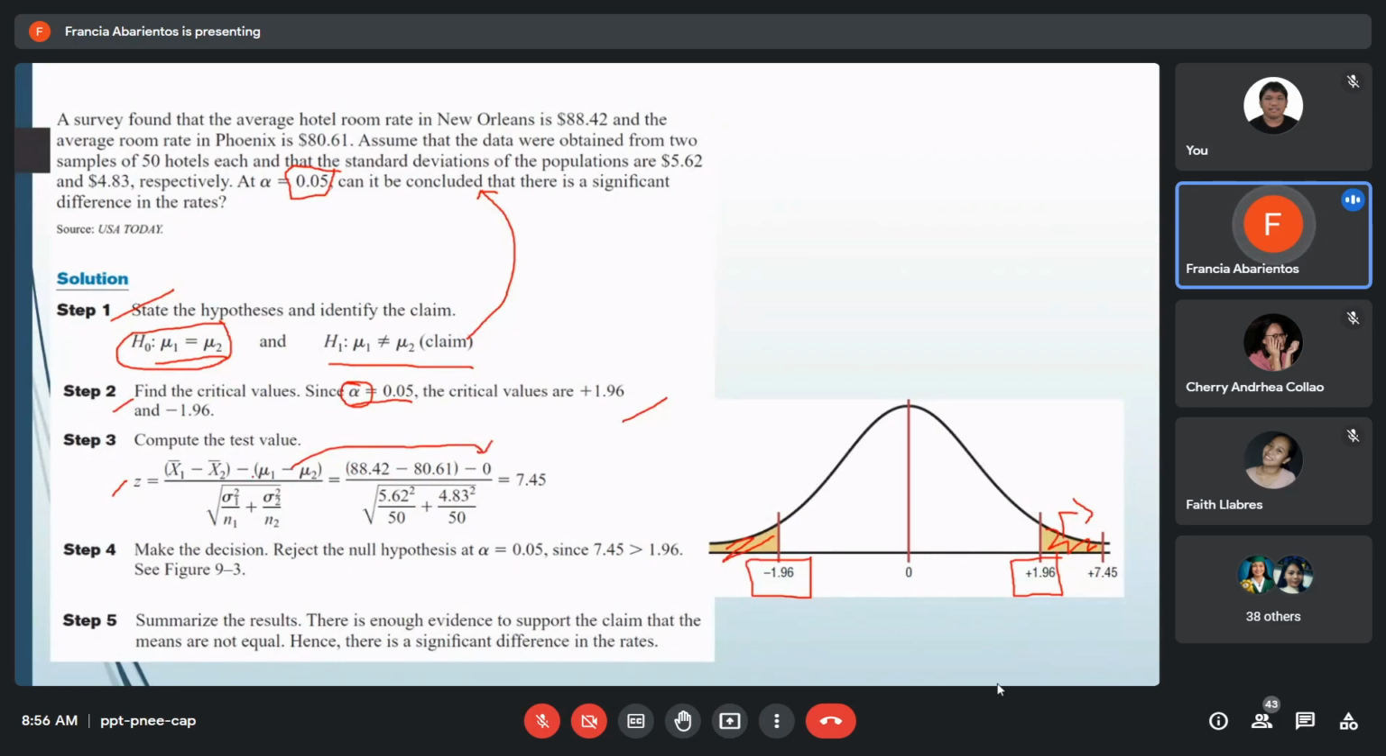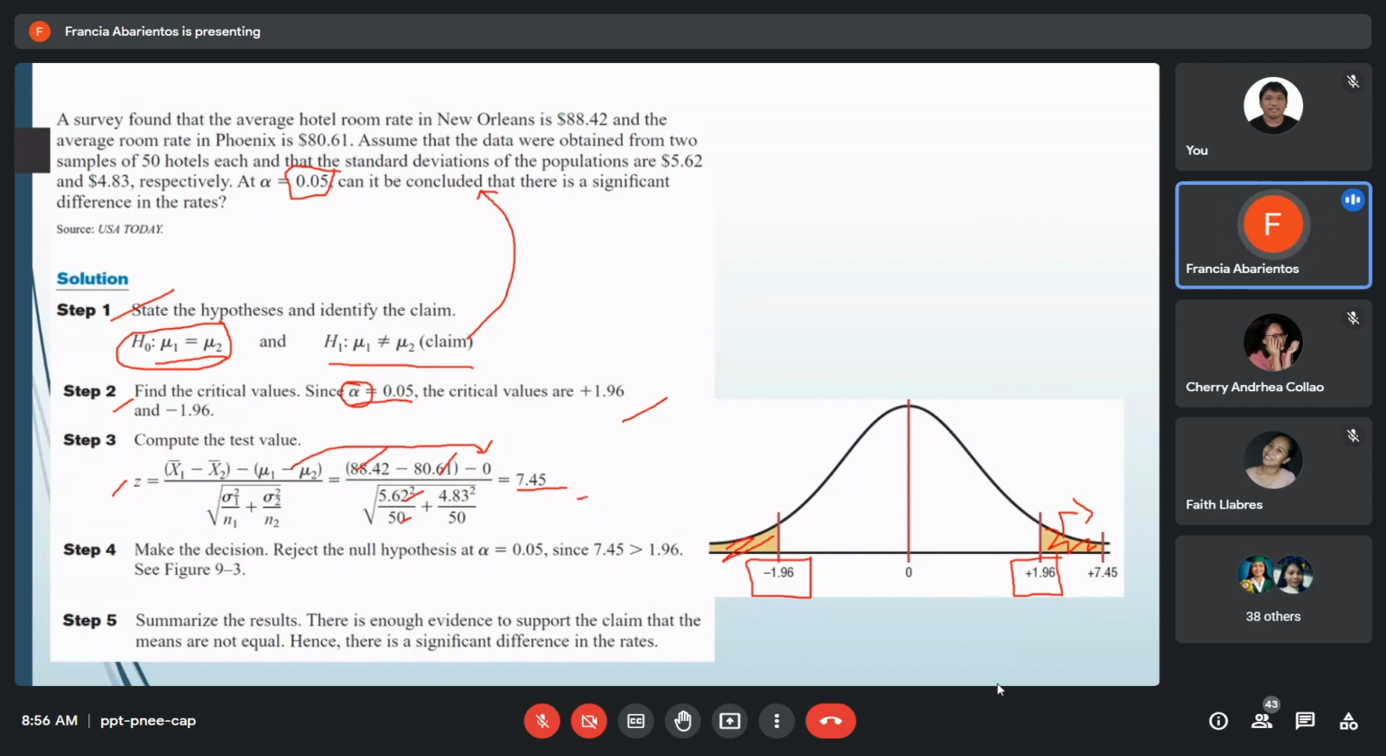But since in the problem it was given the mean, 88.42 minus 80.61, the standard deviation is given, and the total samples is given. So this is now 7.45. That is now your test value. What is your decision?